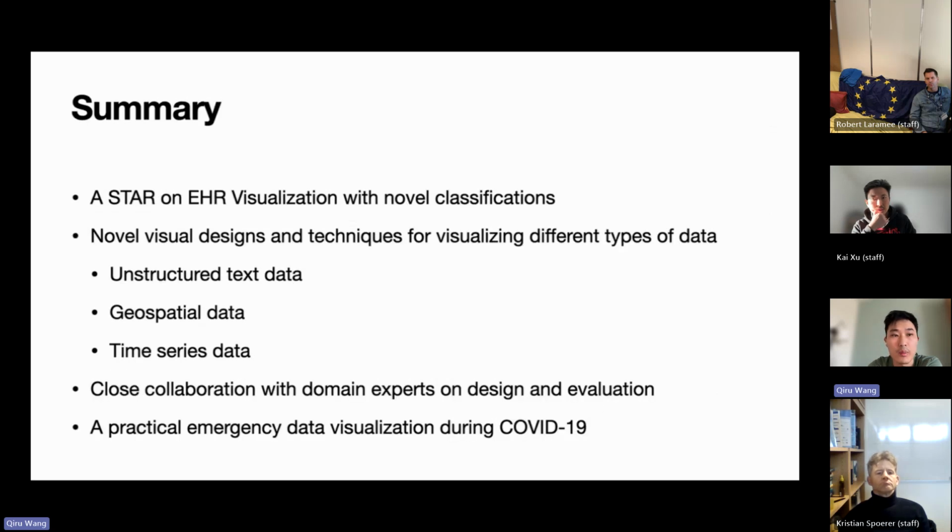So in summary, my PhD contributed a STAR report on EHRVs with novel classification, and we explored the visualization of different types of data, including unstructured text, geospatial, and time series. The important part of my journey is all the close collaborations with domain experts on both design and evaluation of my work. And lastly is a practical emergency data visualization during COVID-19. And that's the end of my presentation.